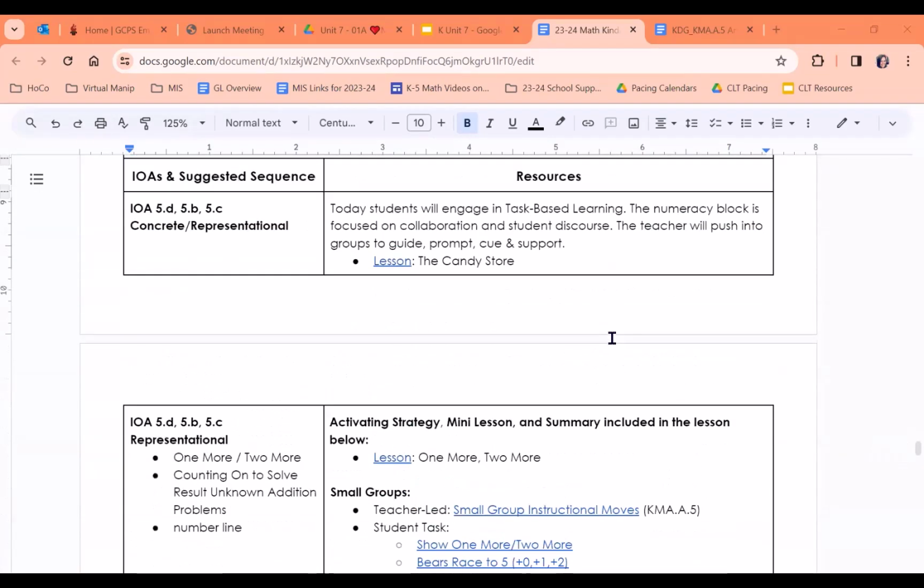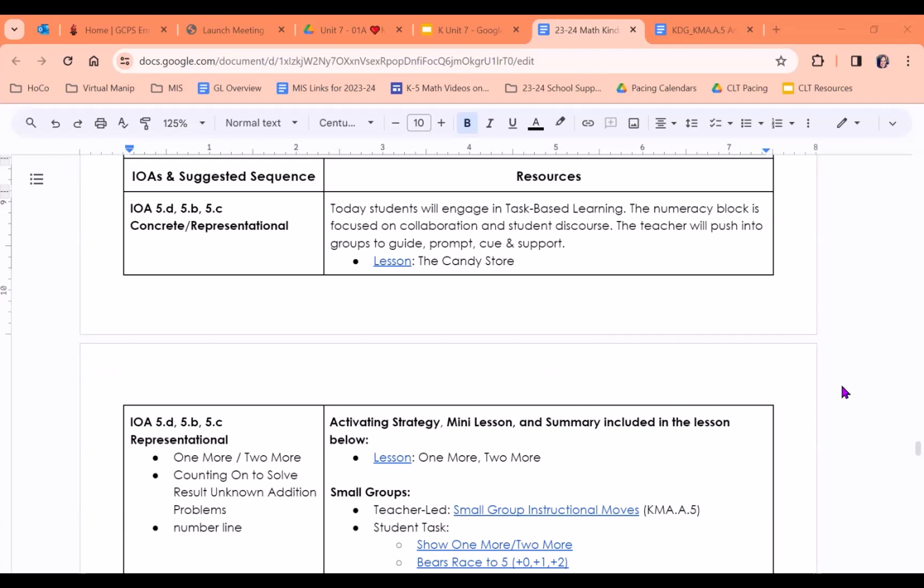Specifically, the left column provides the learning progressions for the AKS and IOAs, whether this be the concrete, representational, abstract progression, or progression between specific learning targets within the IOAs. Suggested manipulatives are also included in this column. The right column provides resources to guide instruction.